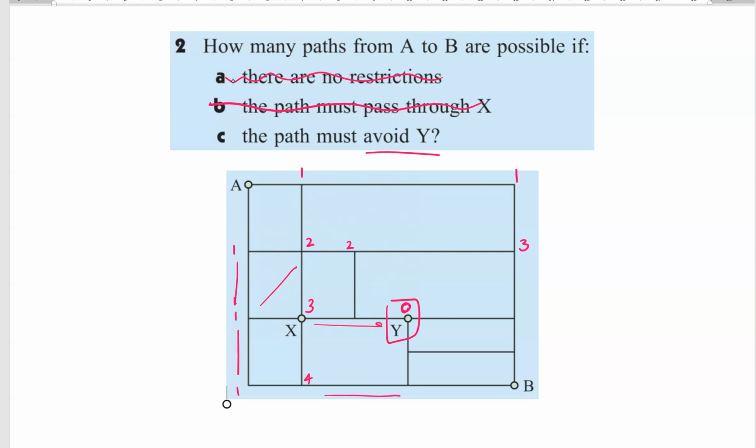So now we're sliding our 4 to go here. We are sliding our 3 to come down here. That's 3, right? We cannot go down that way. So 4 plus 3 gives me the 7. So we've now got 7 ways. Okay, hopefully you're getting the hang of it.